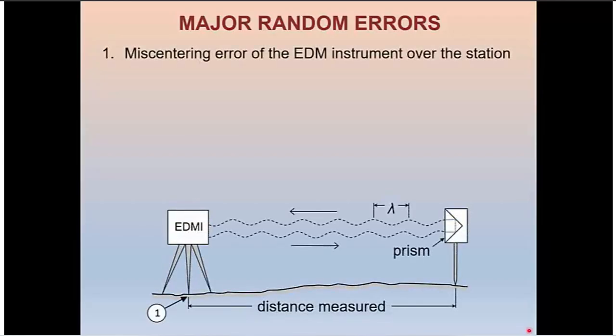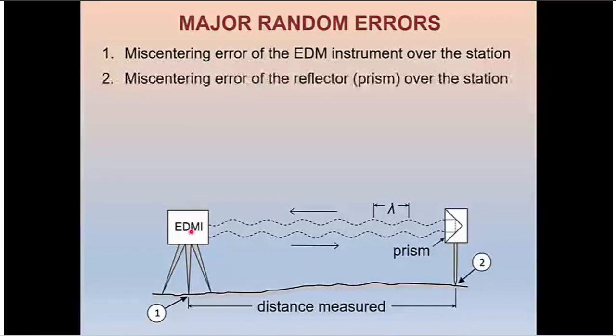The major random errors encountered in EDM measurement are four. First, miscentering error of the EDM instrument over the station. This is a setup error that the instrument operator will have setting up over the point. This error is typically anywhere from 1 to 4 or 5 millimeters, depending on the skill of the instrument operator.